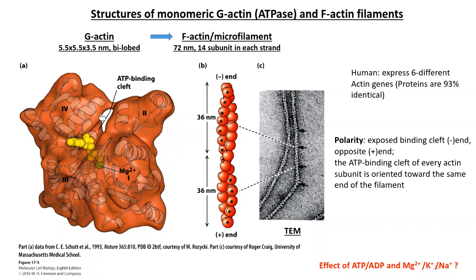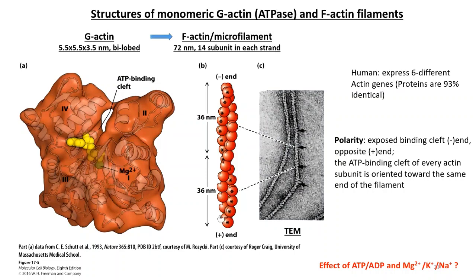It is a bilobed structure, as we can see, and we can actually make 4 compartments, 1, 2, 3, and then 4. The interesting point is that it has a binding cleft for ATP or ADP. The other important point is that it also has a cation, that is magnesium ion. Okay, so when these subunits are arranged in a specific fashion, then it is called F-actin, or basically it forms the microfilament. This one unit of F-actin is about 72 nanometer long, and it is formed by 2 filaments coiled together, and each filament will have 14 subunits.